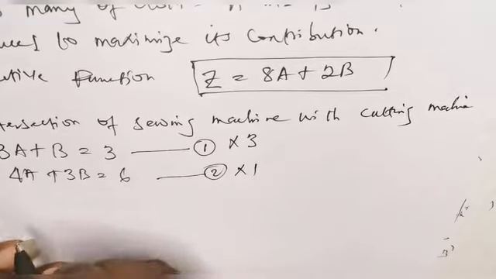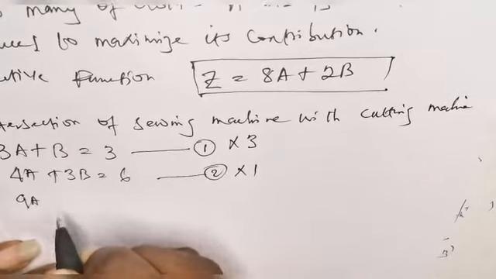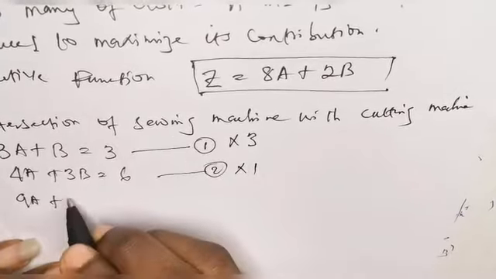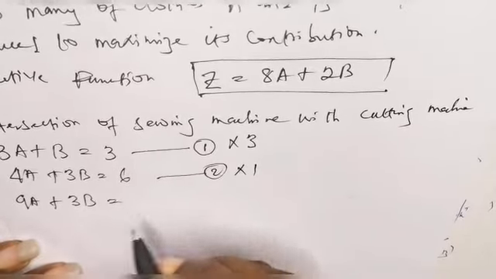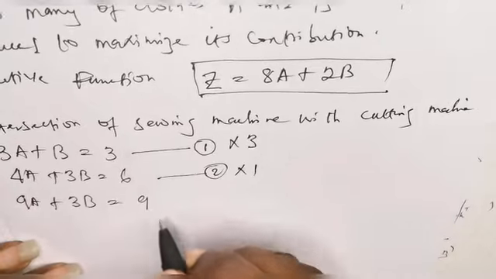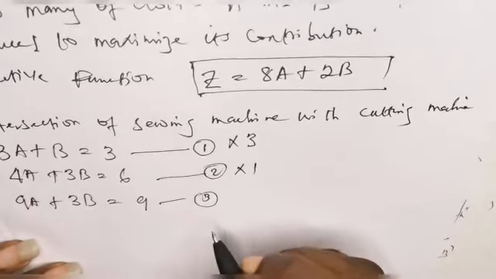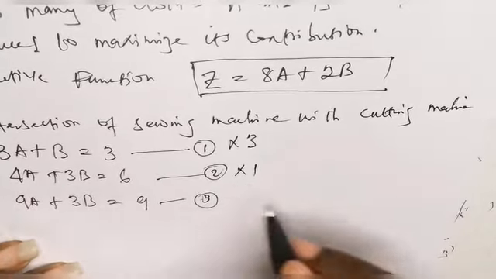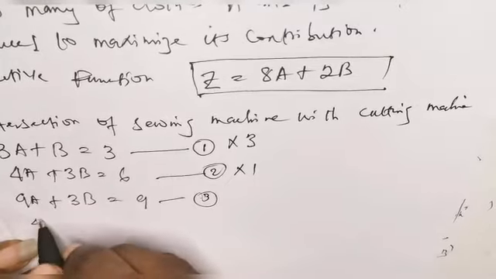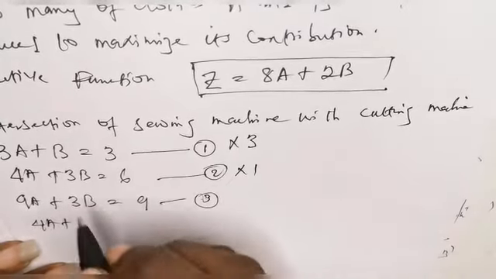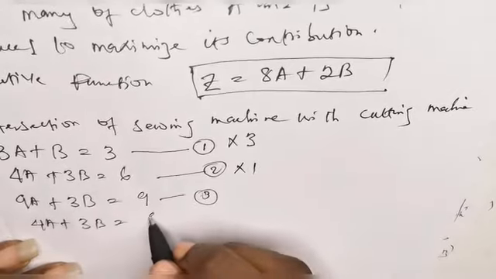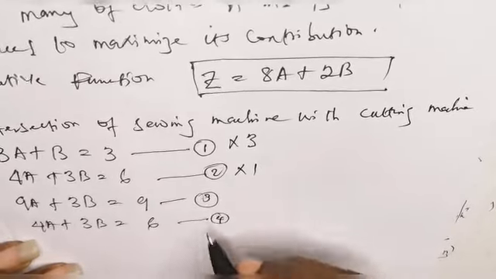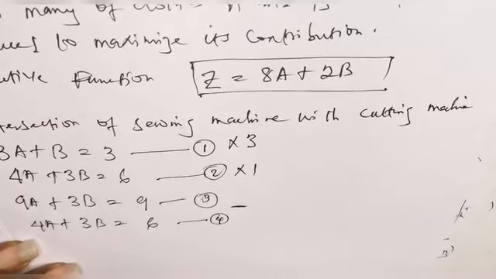So 3 times 3a gives me 9a, plus 3 times b gives me 3b, and this is equal to 3 times 3, which gives me 9. Call this equation 3. Also, 1 times everything here remains: 1 times 4a remains 4a, plus 1 times 3b remains 3b, equal to 1 times 6 remains 6. Call this equation 4. Now I can subtract these two equations.